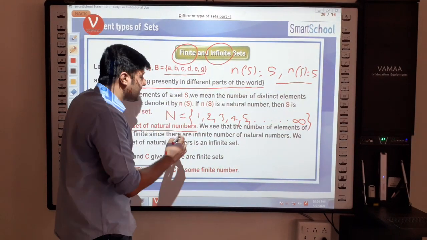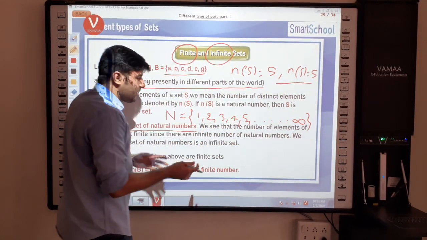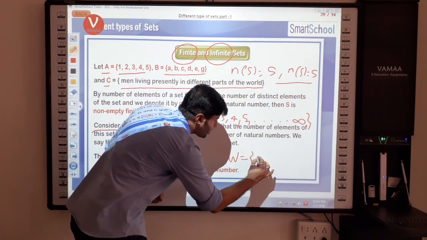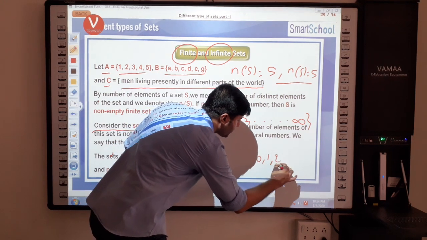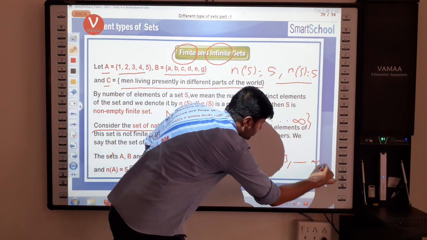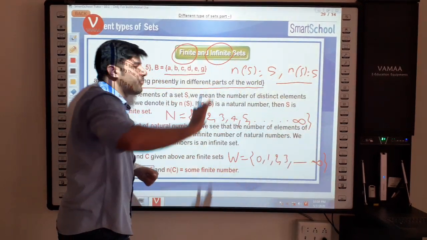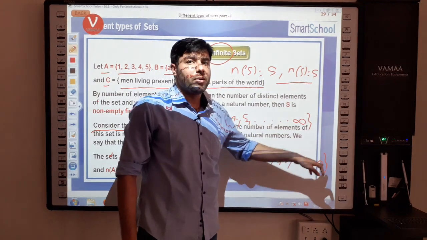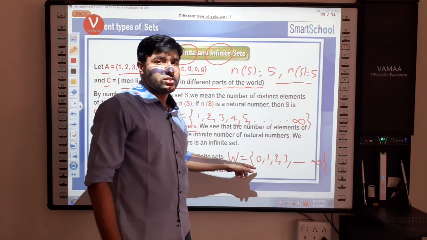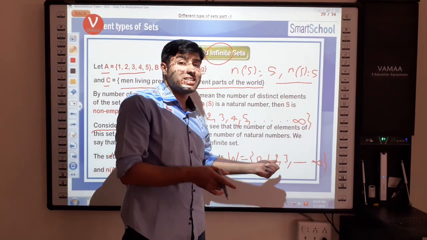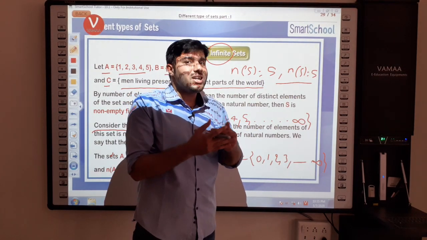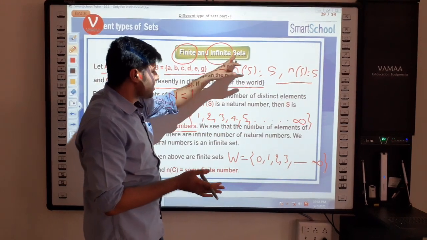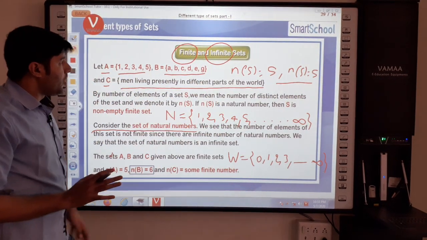Similarly, suppose we take the set of whole numbers. If we take the set of whole numbers, it will start from 1, 2, 3, and it will also keep moving on till infinity, which means we also cannot count the whole numbers in this set. So the number of elements in this set is infinite or uncountable. It is not countable. That's why it is considered an infinite set.